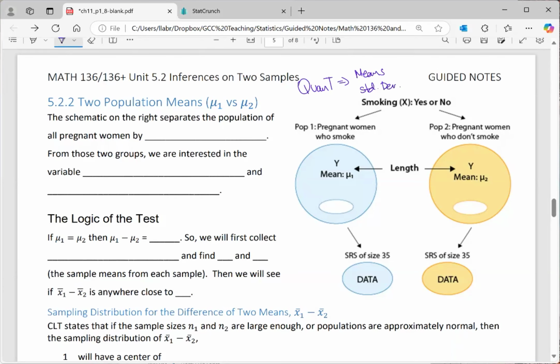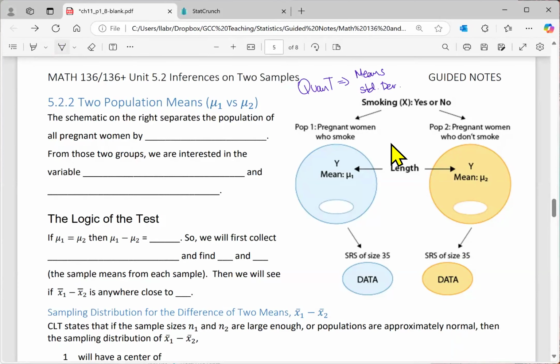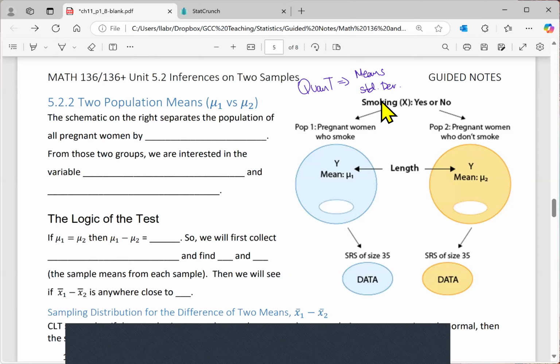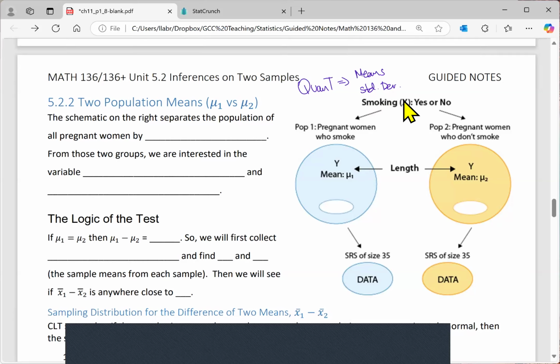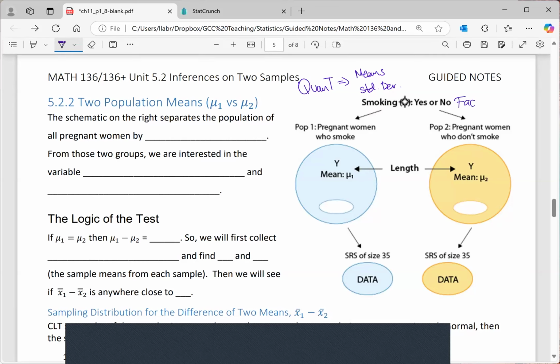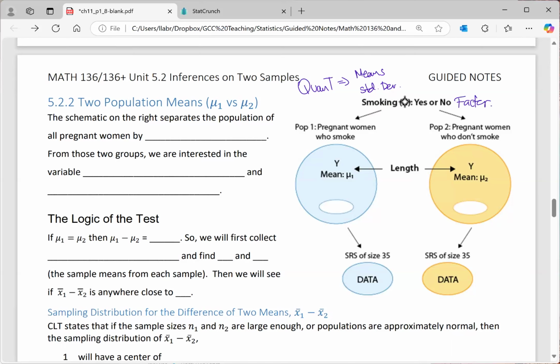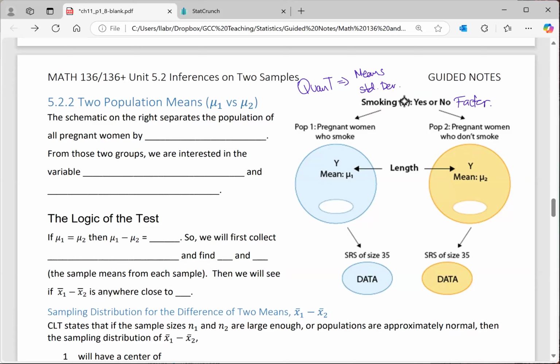All right, so let's go ahead and take a look at this little schematic that we observe. We see here at the very top that we have something called smoking. That's my random variable X, and that's yes or no. So this is qualitative, and this is called a factor. Anytime you have a population and you sort your population by something qualitative, that's a factor. In this case, the factor is smoking status. This is either yes or it is no.